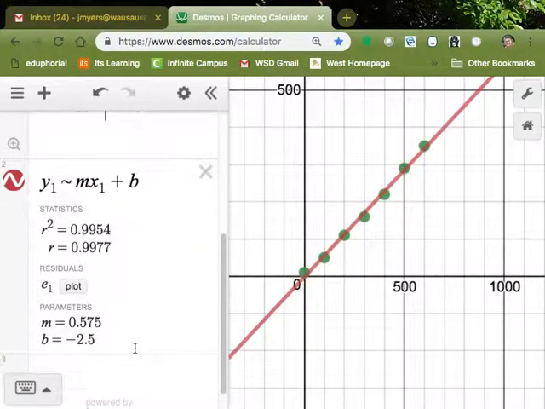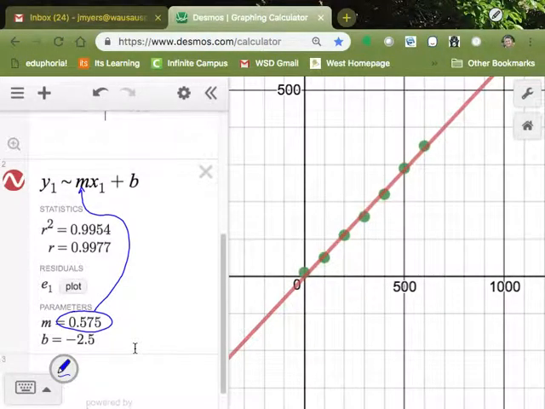All right. Now look here. They tell us the slope is going to be 0.575. So when you go to record your regression equation, you have 0.575 is your slope and negative 2.5 is your y-intercept. That's easy to find. Also make note, the R value right here, the correlation coefficient is 0.9977. That means that the closer that is to 1, the better. And so that's a really strong correlation, meaning this data fits really well.